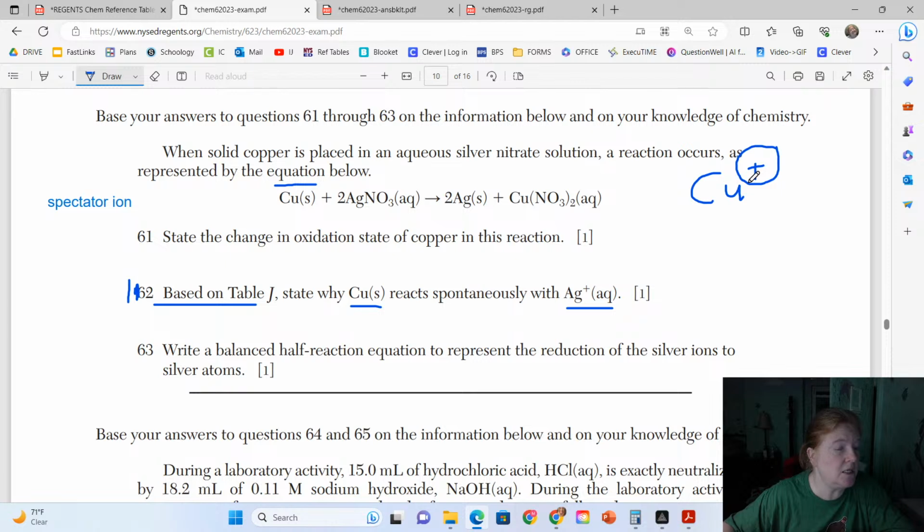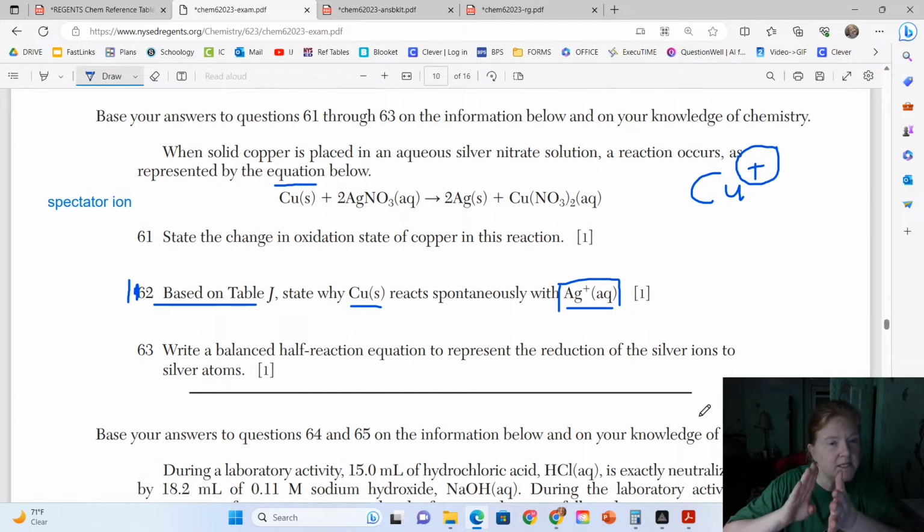Yes, they did give credit as long as you just said Cu is more active than Ag, that was fine. As long as you left off the plus, you could not have said the plus. Again, mean as heck because literally that's what it says in the question. It was a little bit rude, okay? No, and you're not all failing tomorrow, okay?